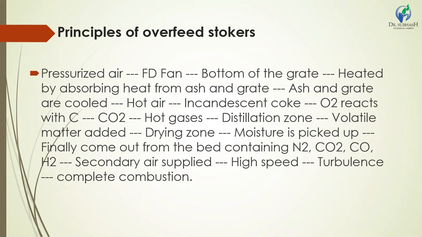So the gases leaving the incandescent region of the fuel bed consist of nitrogen, carbon dioxide, carbon monoxide, hydrogen, and water particles, volatile matter of raw coal. Raw coal is continuously supplied over the fuel bed. Here there is a loss of volatile matter by distillation. To burn the combustion gases, additional secondary air is required. So it will be supplied into the furnace at right angles above the green coal.